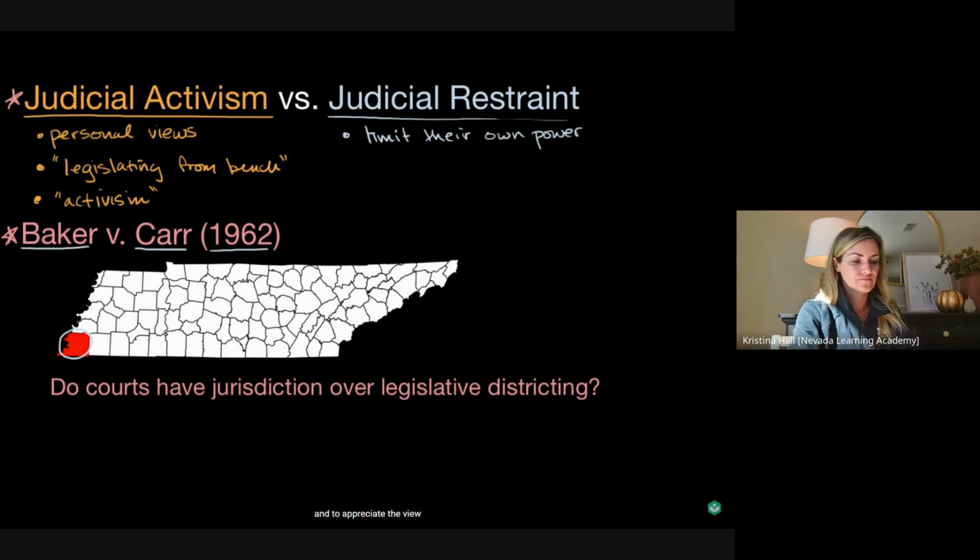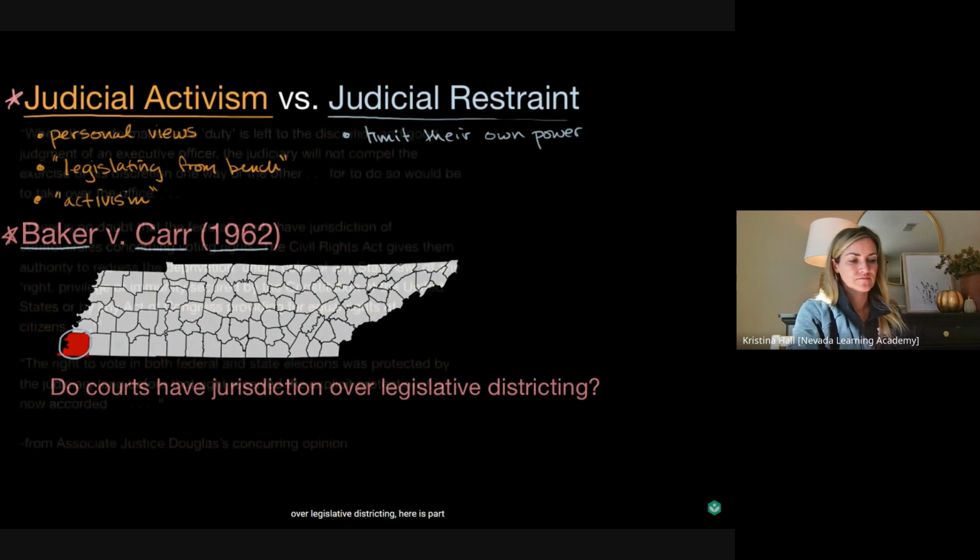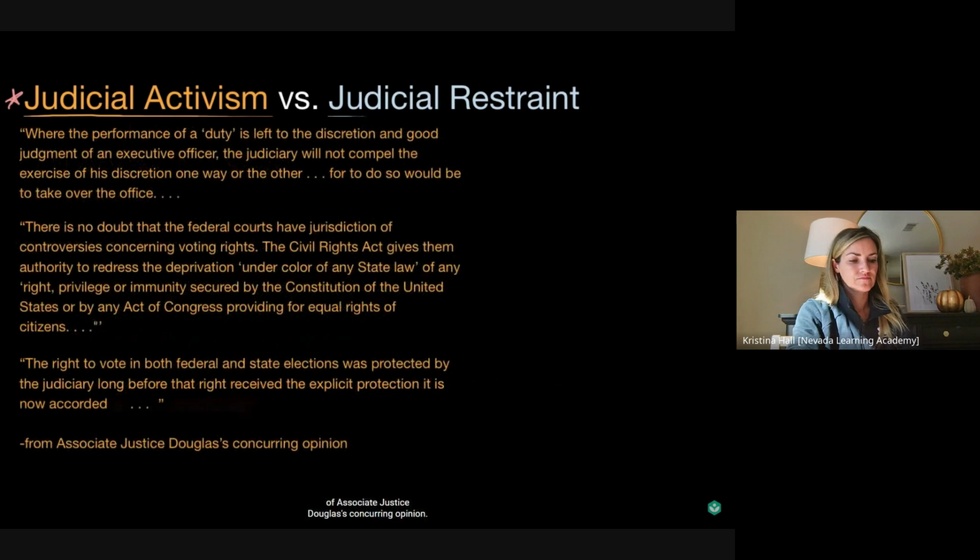And to appreciate the view of the United States Supreme Court that they do have jurisdiction over legislative districting, here is part of Associate Justice Douglas's concurring opinion. "Where the performance of a duty is left to the discretion and good judgment of an executive officer, the judiciary will not compel the exercise of his discretion one way or the other, for to do so would be to take over the office." So he's saying, look, when it is someone's job, where there's an executive officer to do this duty, then the courts should not have jurisdiction there.